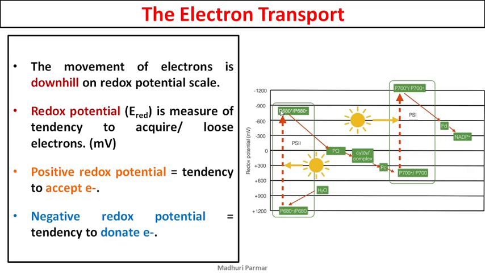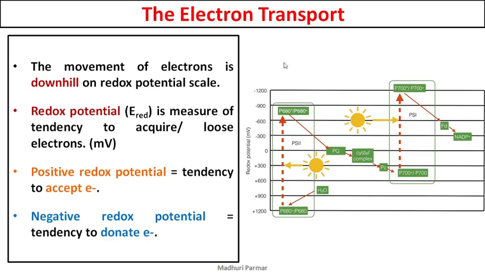Fine. So this is how you can see that electrons are transferred only in one direction. This PQ cannot give back its electron to P680, or PS2. Why can it not give? Because it is positive compared to the PS2, which means it has a tendency to accept electrons, but it cannot donate electrons to the ones which have negative redox potential. Fine. So this is how the electron transport will occur.